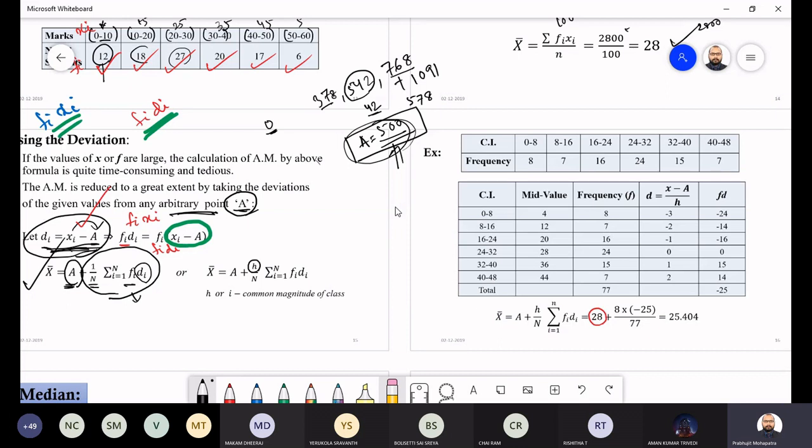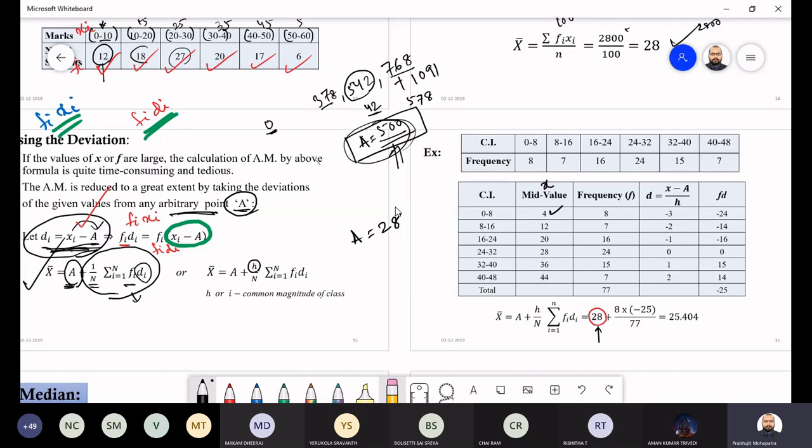So you are having 4 here. This is nothing but your x, for the x side. And you have to take the deviation from an arbitrary point. Here they have taken 28. You can take any point. So here they have taken 28.